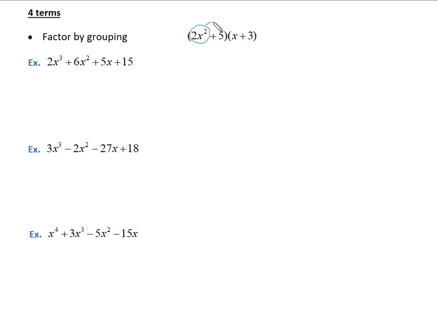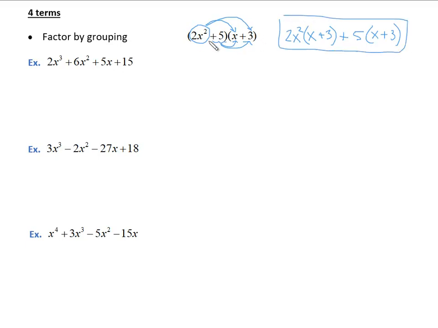So remember, when I'm first FOILing this, I'm going to take my 2x squared and multiply it by x. It's going to get multiplied by the x and by the 3. And so it's kind of equivalent to just doing 2x squared times x plus 3, just distributing it to those two terms. Okay, and then adding our result with this 5 times the x and this 5 times the 3. And then we're just combining those like terms. In this case, none of them actually combined, but that's what we would get. So this is equivalent to what we did here, these two factors.